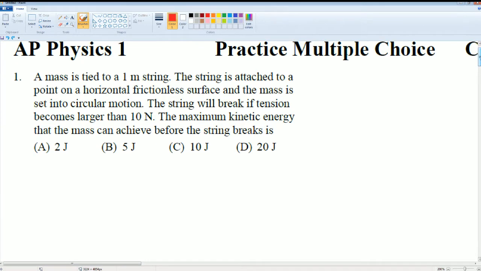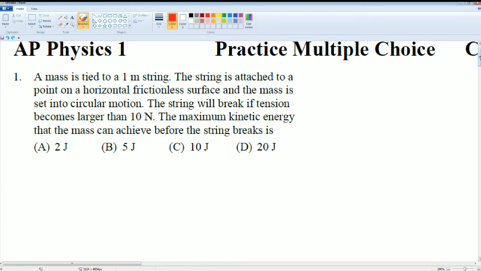It says a mass is tied to a 1 meter string. The string is attached to a point on a horizontal frictional surface and the mass is set in a circular motion. The string will break if the tension becomes larger than 10 newtons. The maximum kinetic energy that the mass can achieve before the string breaks is what?